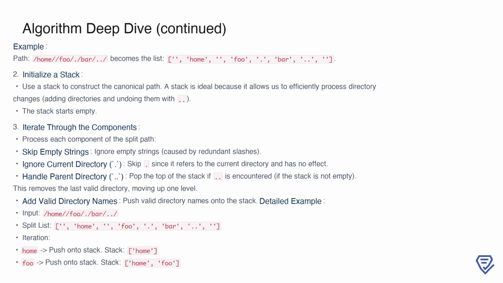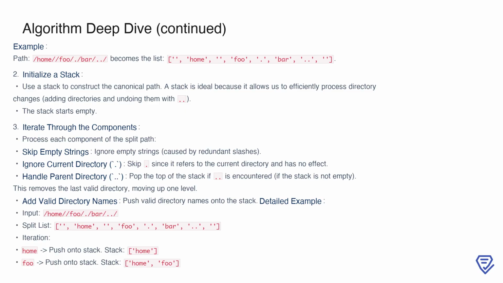Next, we initialize an empty stack to help construct the canonical path. The stack is particularly well suited for this task because it allows us to efficiently manage directory changes. During iteration, we process each component of the split list. We skip over empty strings caused by redundant slashes and ignore any occurrences of the current directory symbol, a single dot. When we encounter a parent directory reference, denoted by double dots, we use the stack to go one level up by popping the last valid directory if the stack is not empty. For all other valid directory names, we push them onto the stack to keep track of our current path structure.